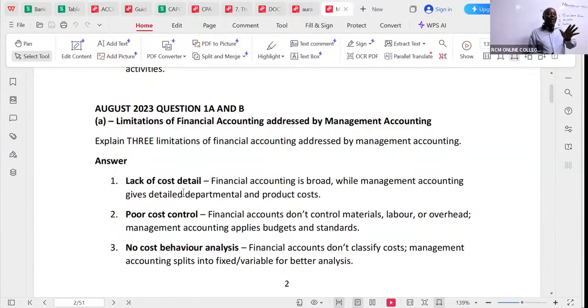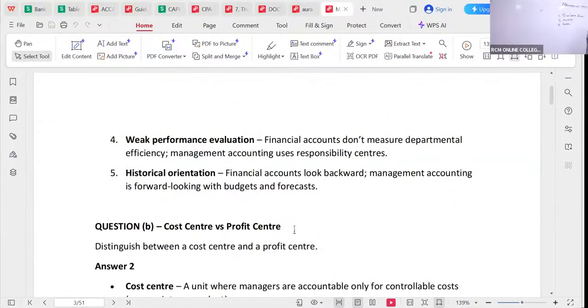You see, financial accounting doesn't do that. Management accounting does that, isn't it? Management accounting is able to do cost behavioral analysis. Financial accounts doesn't classify costs. Management accounting splits costs into fixed and variable for better analysis.